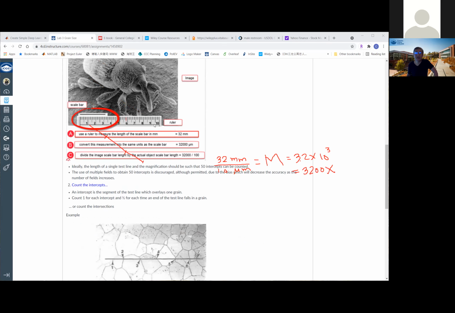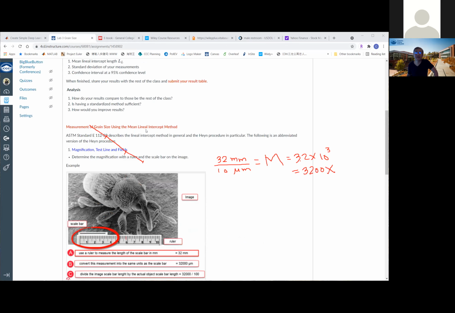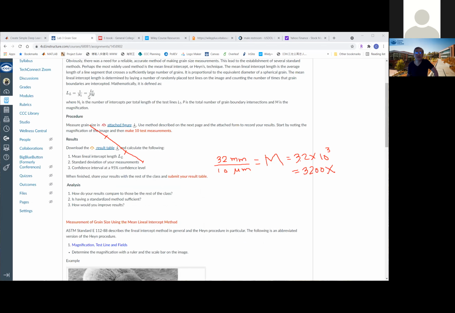Right, let's look at the next one. In this equation, I need to know the P and LT. So what are those two things? The P represents the number of intersections. The LT represents the total length of the test line. Let's start with the LT here.